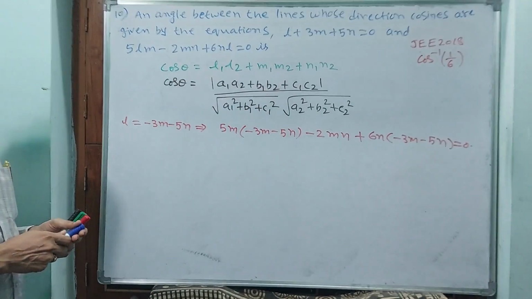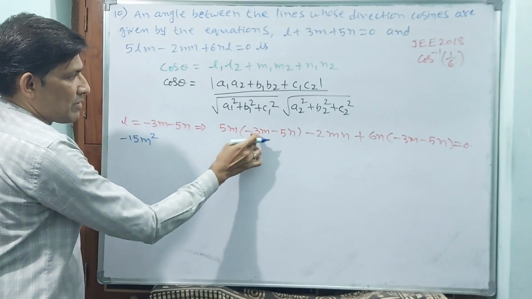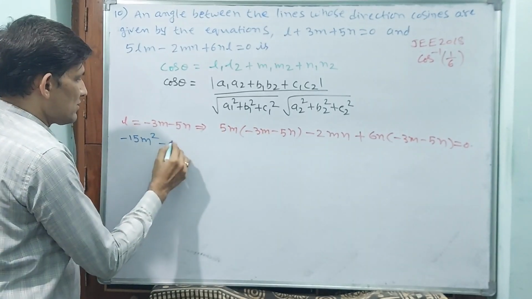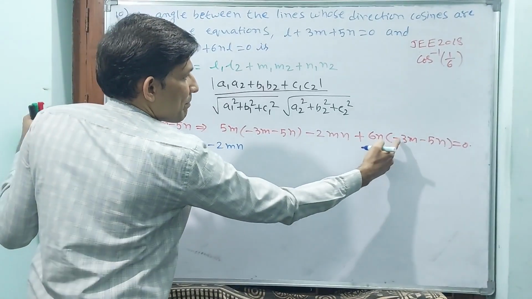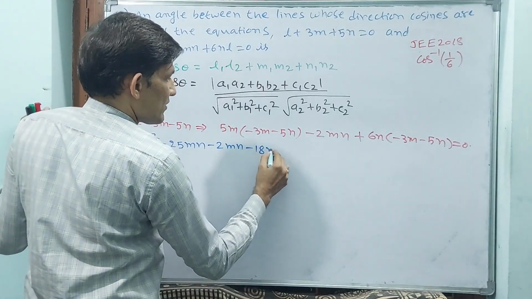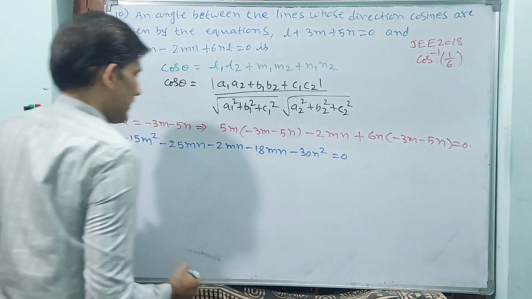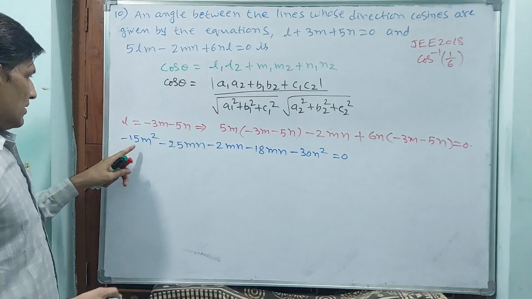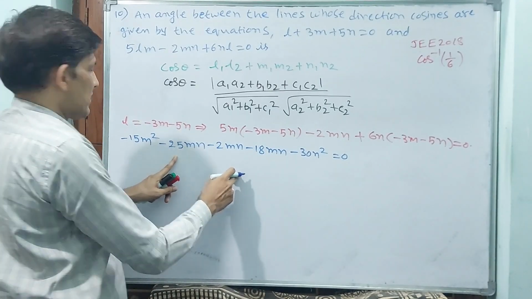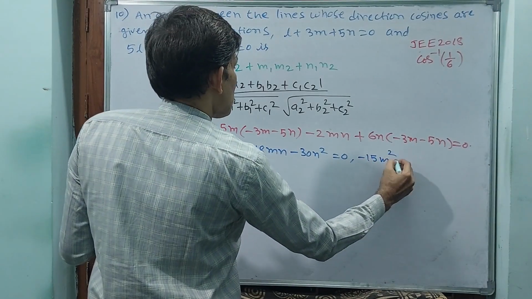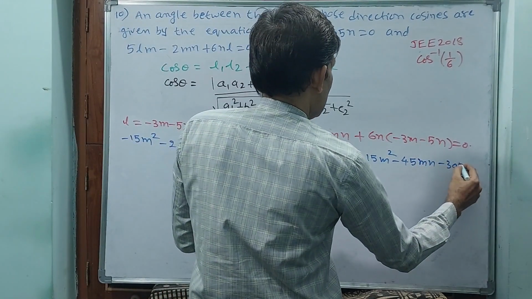Okay, now elaborate this. See, minus 15m square, minus 25mn, minus 2mn, minus 18mn, minus 30n square is equal to 0. Now m square, okay, but what about mn? Minus 25, minus 2, minus 18 gives minus 45. So minus 15m square minus 45mn minus 30n square equal to 0.